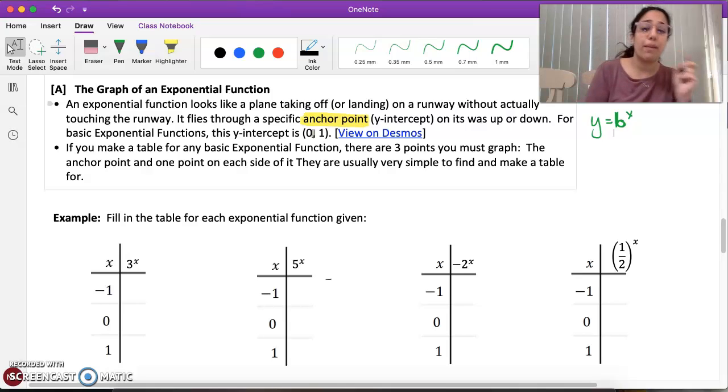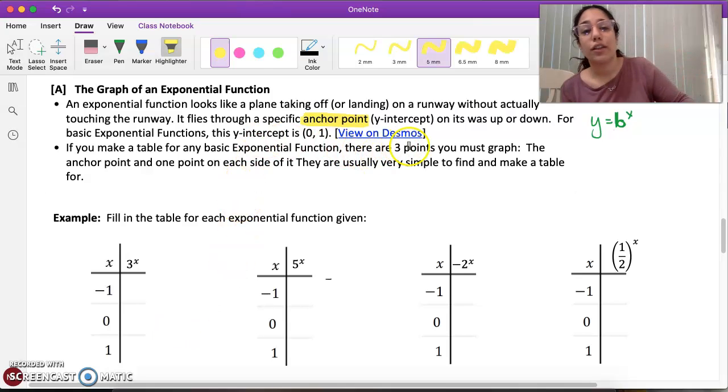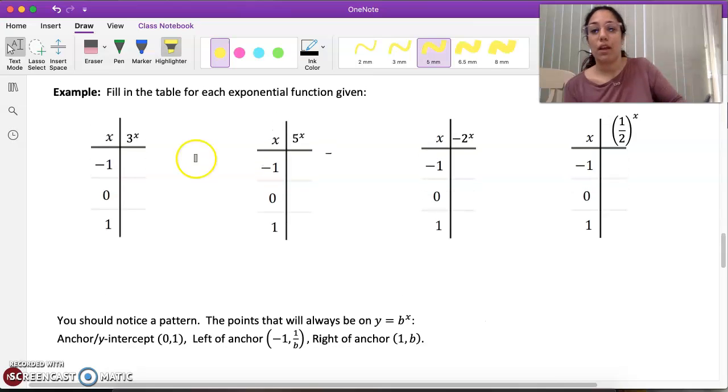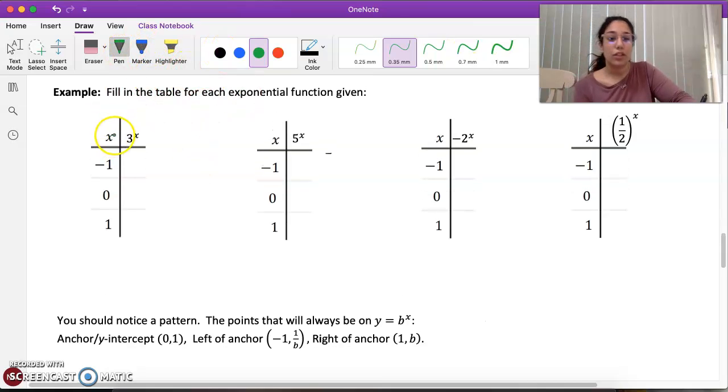If you make a table for any basic exponential function, there are 3 points you must graph. Okay? The anchor point, 1 point, and 1 point on each side. So usually really very simple. Let's talk about it. So here, these are all basic exponential functions. It is all b to the x.